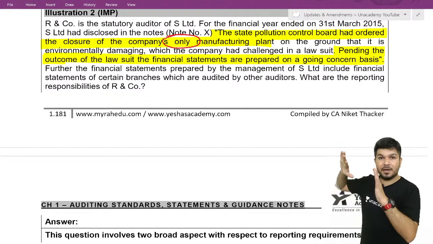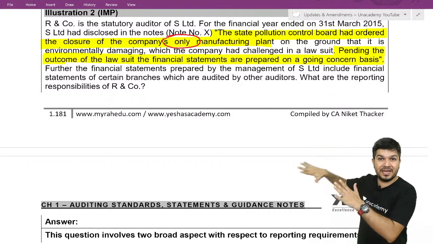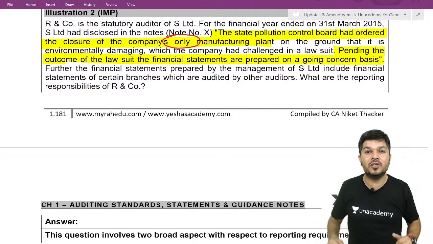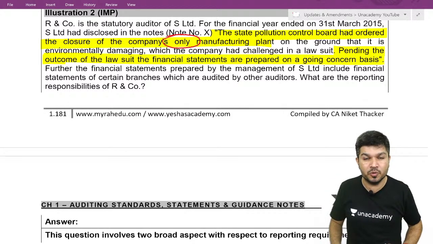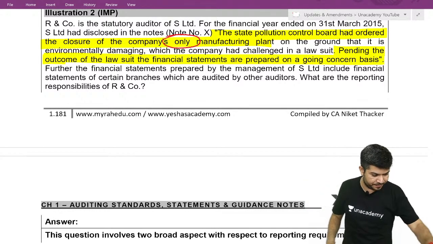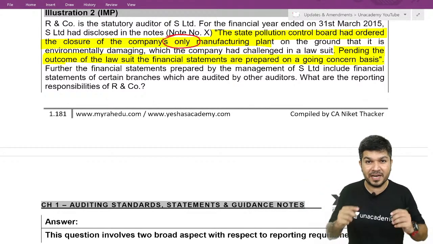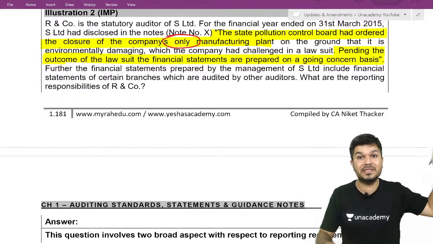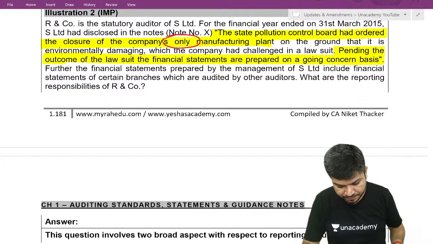If management has appropriately disclosed it in the financial statement, I will give a clean report with one extra para drawing the attention of the users to that material uncertainty related to going concern. Okay, the unmodified with one extra para drawing attention. Okay, this is SA 570. Now what is the second question?